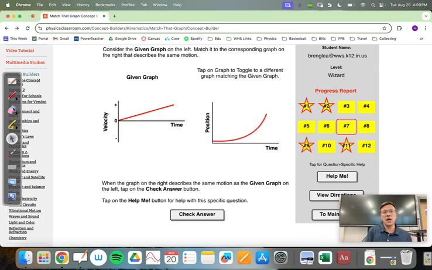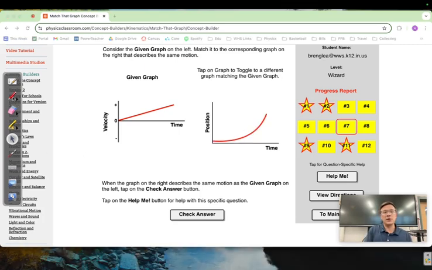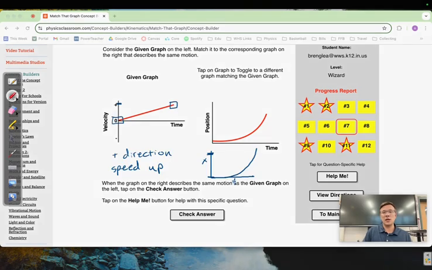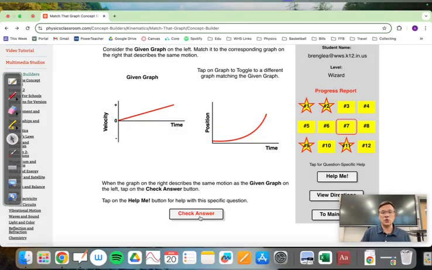So that's nice. And we can go back and kind of match that up. Okay, yep, that looks good. We have the flat slope here. We have the steep slope up here. And it is moving in the positive direction. So we will go ahead and check our answer.